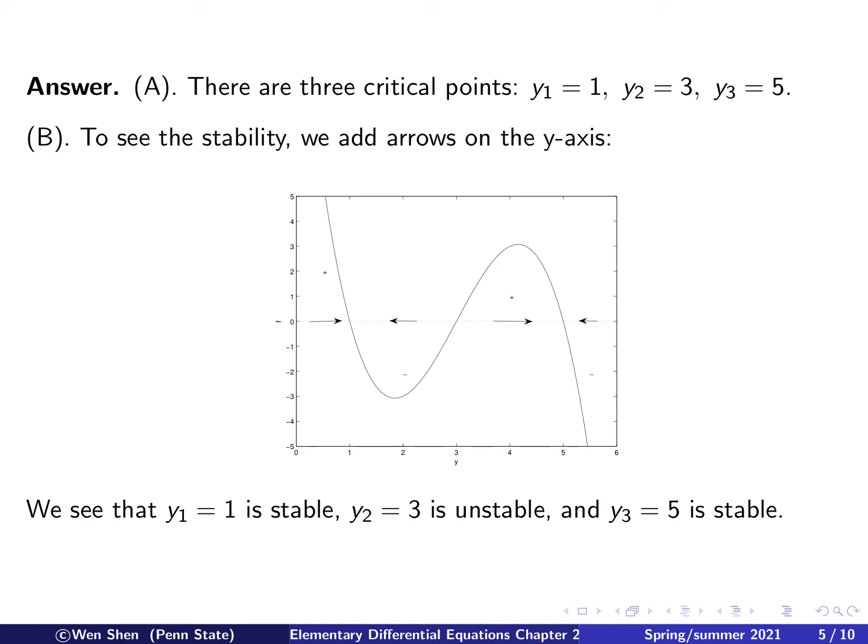Now we are ready to see the stability. Let's first look at y equals 1, the first critical point. If I perturb it a little bit to the left and to the right, what happens? If I perturb a bit to the left, the solution will increase, it will return. And if I perturb it to the right, the solution decreases, and it returns. So you can see from the direction of the arrows, if it's a critical point where the arrows on the left and right are both pointing toward you, then you are stable.